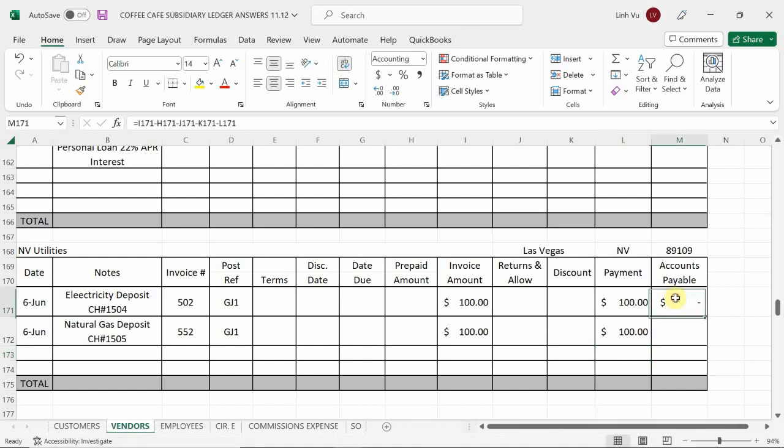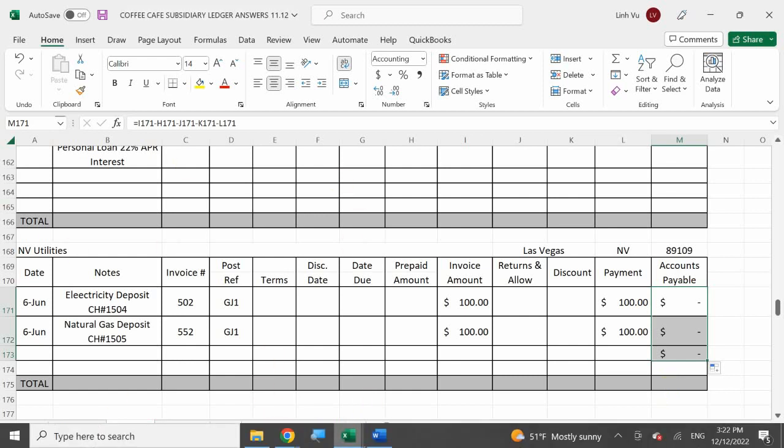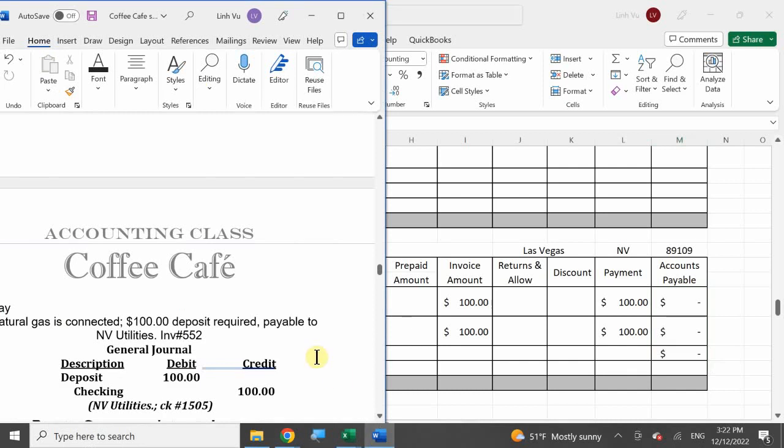So therefore, if you've already put your formula in here, you don't need to put it in twice because you can use that fill in feature to go ahead and say, well, once again, if you had the bill outstanding for $100, you paid right then and there, so therefore you owe $0 to NV Utilities. Okay? All right.